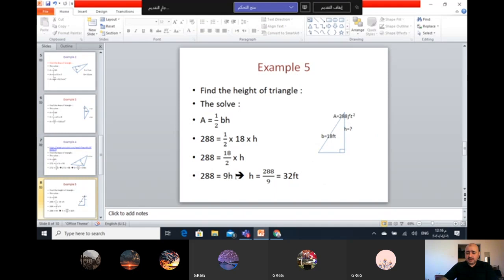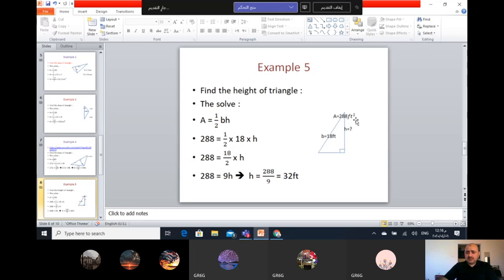Now we have an equation. How do we solve this equation? Divide the two sides by the coefficient, by 9. Now, 9h divided by 9 will be h, and 288 divided by 9 will be 32 feet. Not feet squared, because here it's a side, not an area. Squared is just for the area.